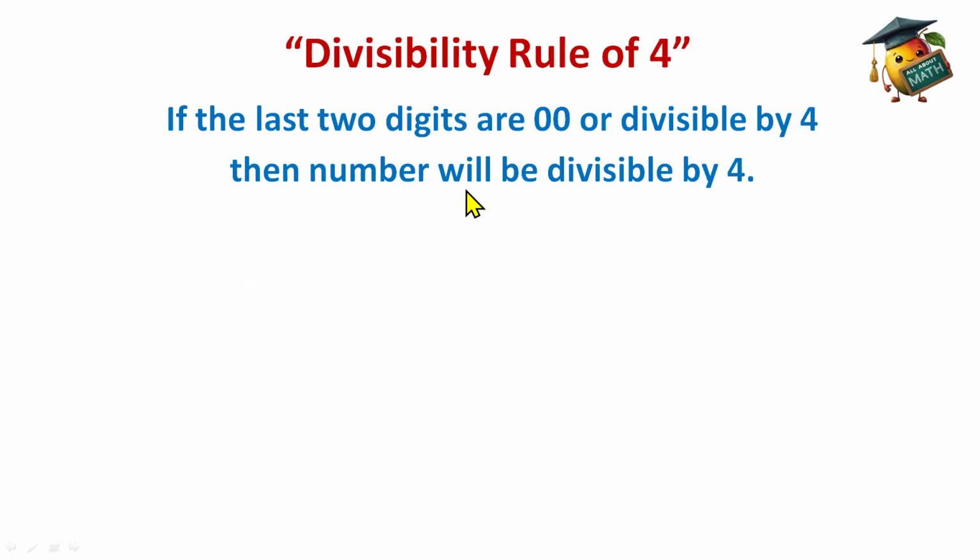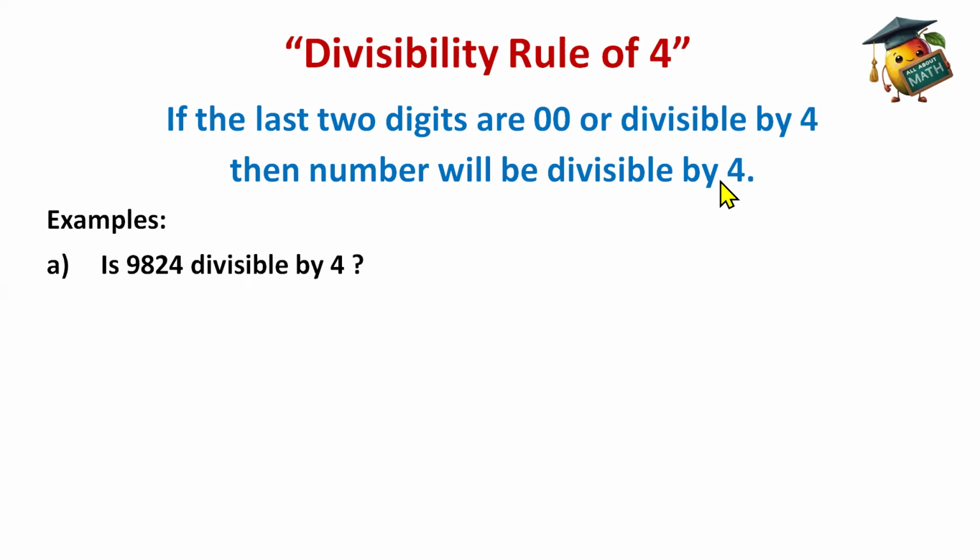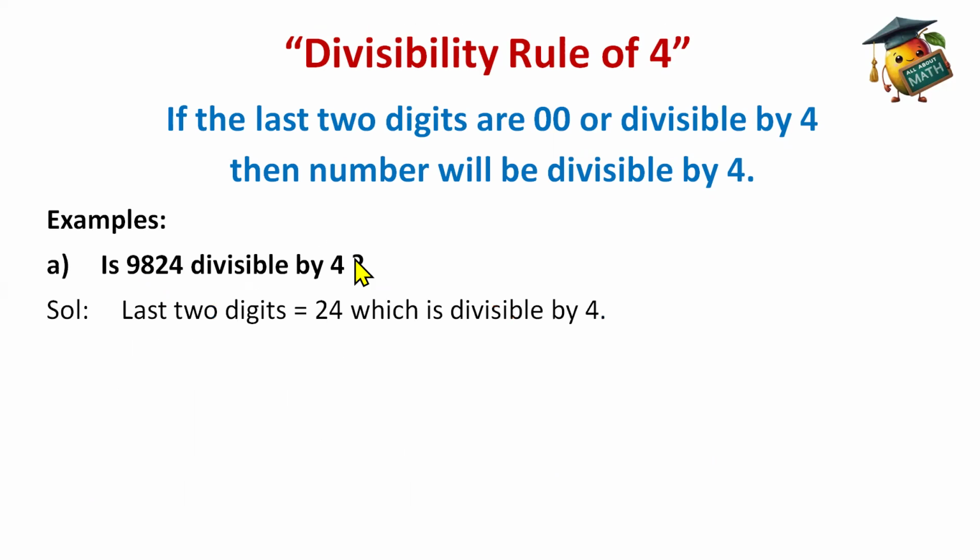Now for 4, you just need to check the last 2 digits. If they are 2 zeros or divisible by 4, then the number is also divisible by 4. For example, we have this big number 9824. Is this number divisible by 4? We have to check. So let's check the last 2 digits. That is 24 here. 24 comes in the table of 4, which is divisible by 4. It means this number is divisible by 4.